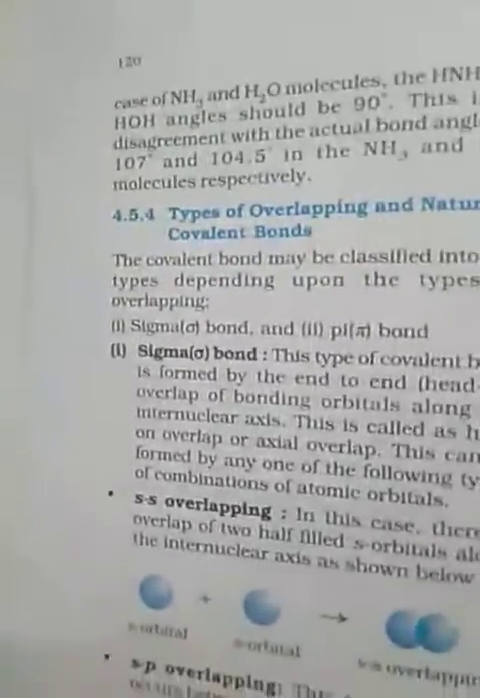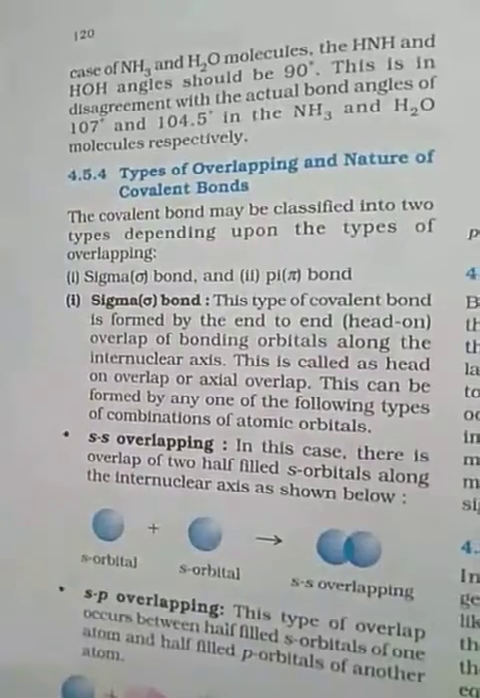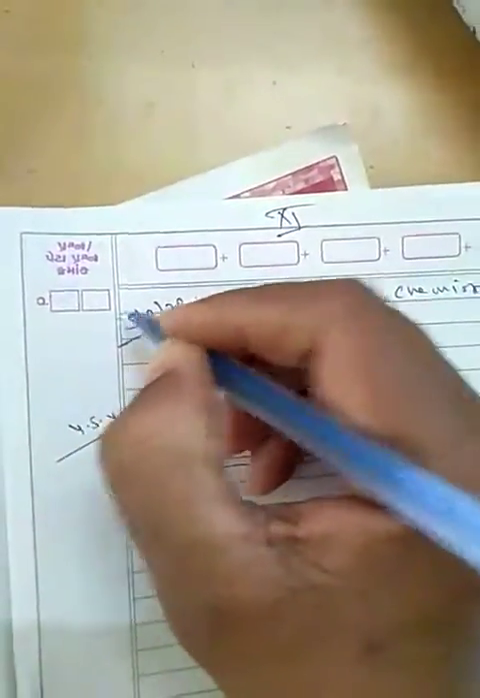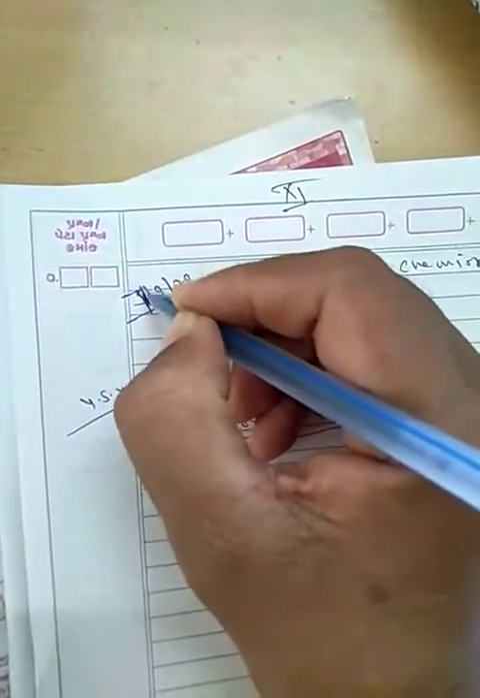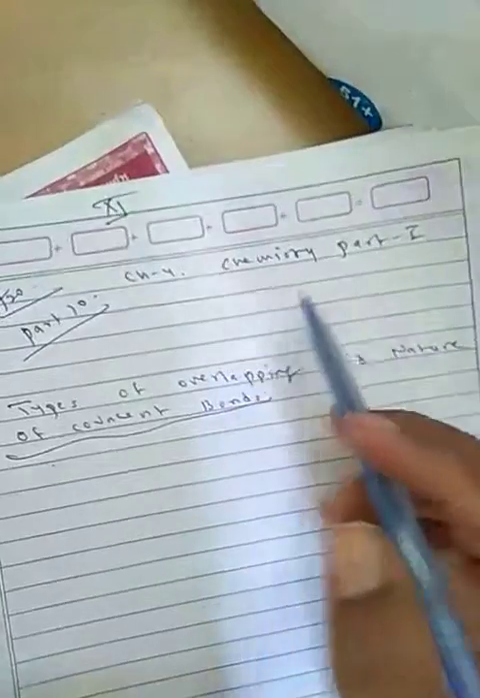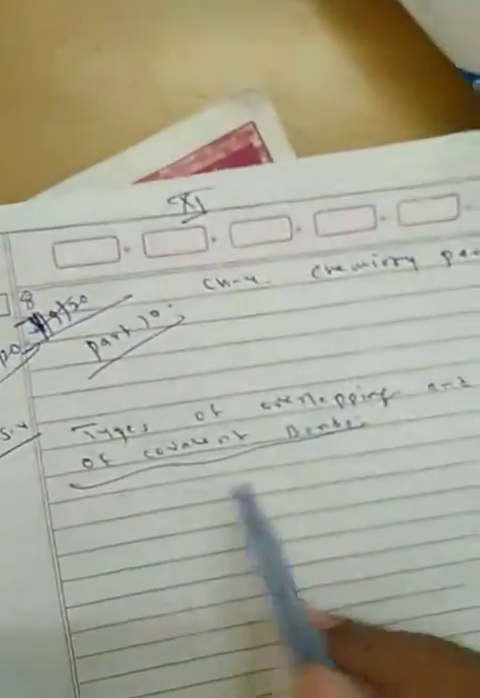Now in connection with that overlapping, the next topic is 4.5.4, types of overlapping and nature of covalent bonds. Today's date, I didn't teach you on the 5th, 6th, 7th, I gave you some work, so we are starting on the 8th. Chapter 4, Chemistry Part 1, types of overlapping and nature of covalent bonds.